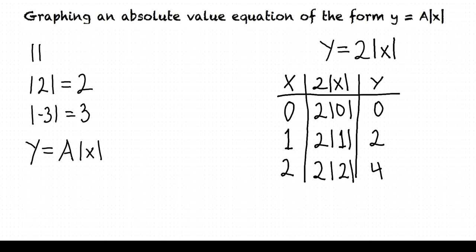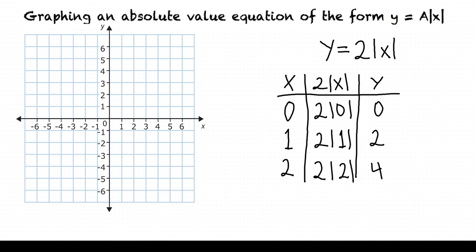Let's graph what we have so far. The first point we found in our table was 0, 0. The second point is 1, 2. And the third point is 2, 4. So far, this looks like a regular linear function with a slope of 2. Let's see what happens when we choose some negative values for x.